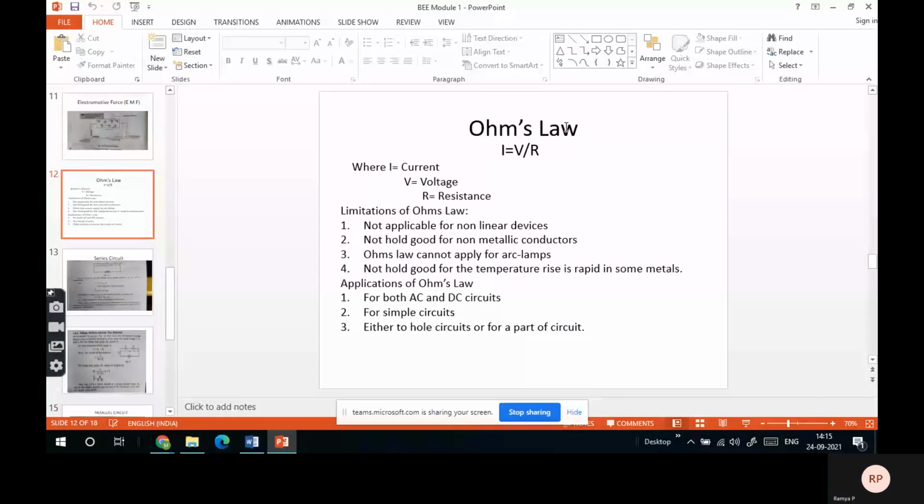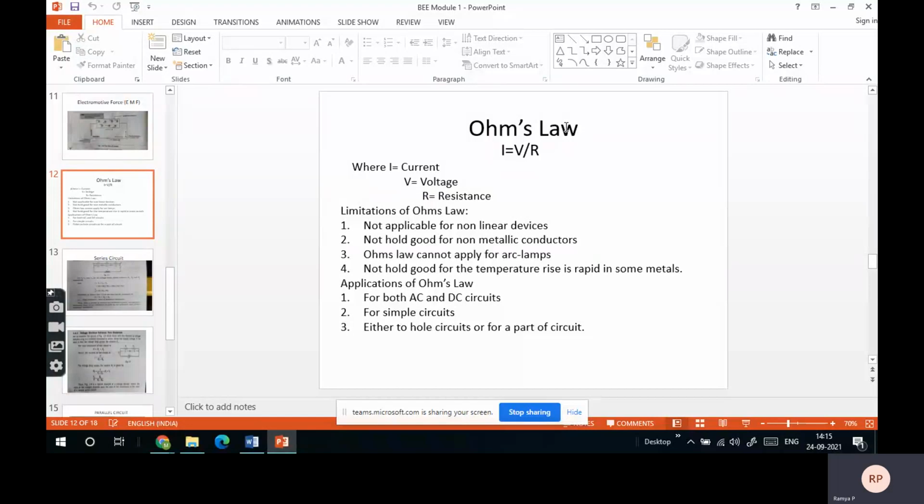The next limitation is that Ohm's law cannot apply for arc lamps. Arc lamp means it can't be applied for welding purposes or for arcing, or for lamps wherein we have a variation of temperature. As I told you, Ohm's law is applicable only for constant temperature. In the arc lamp, the temperature goes on varying. Hence, it is not applicable there.